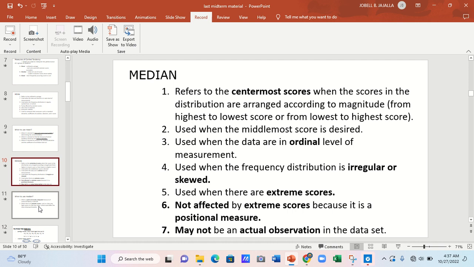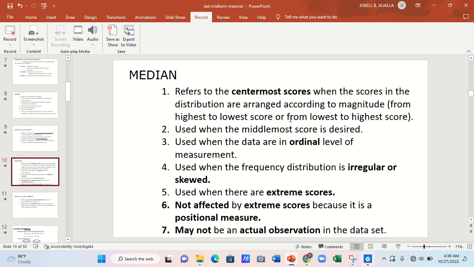Now, for the second measure of central tendency, we have the median. So, median refers to the centermost score when the scores in the distribution are arranged according to magnitude, from highest to lowest score or from lowest to highest score. So, in solving for the median, you really have to look for the centermost score. Therefore, in order to achieve that, you have to arrange the data first, or the scores, from the highest scores down to the lowest scores or vice versa.